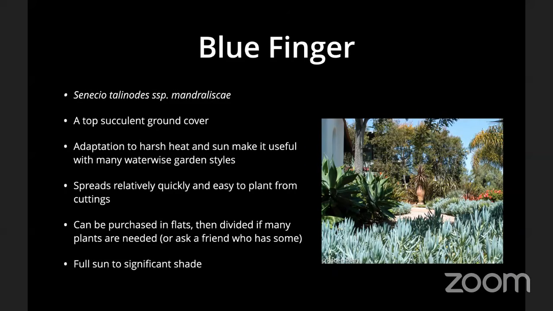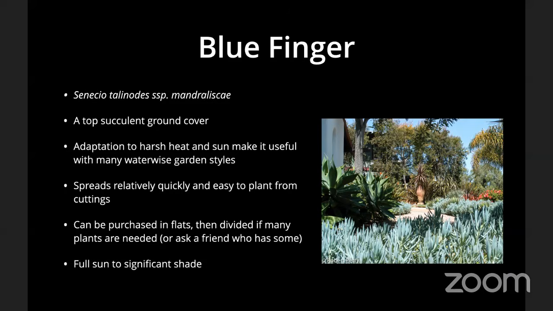And it spreads relatively quickly and is easy to plant from cuttings. And so at some of even the big box hardware stores, you can buy this by the flat and you just kind of pull it apart and divide them and then plant them, depending on how fast you want it to grow in, every 2 feet to 4 feet. Or you can just ask a friend who has some if you can take some cuttings and just root the cuttings. And we'll look at an example of how to do that later on.